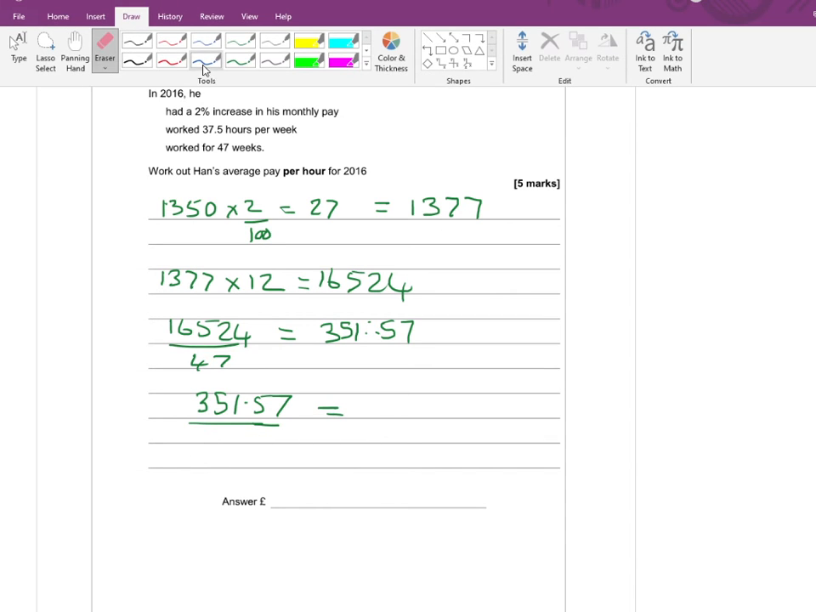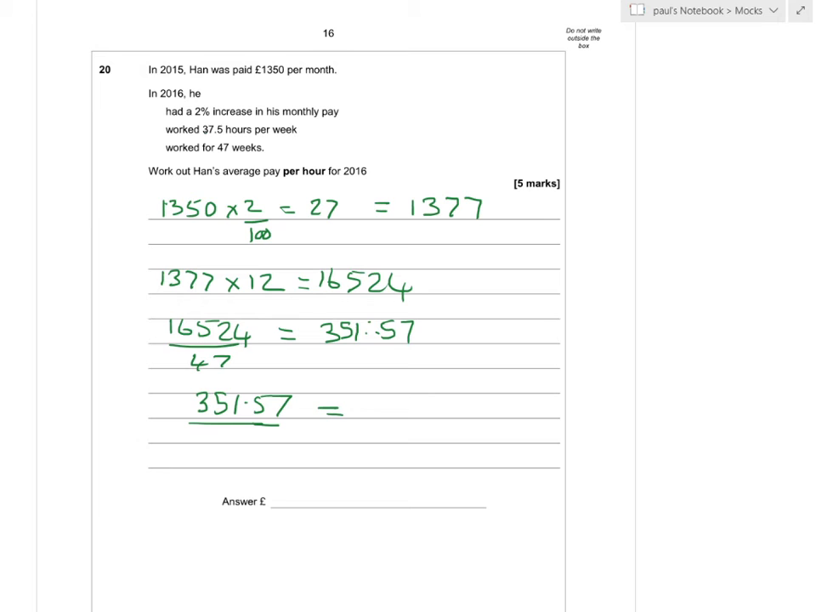You live and learn, don't you? I've got to divide that by 37.5. So I've got 351.57 divided by 37.5. £9.37. Yeah, that's better. £9.38, I'll call it. I'll round it up a little bit, give him an extra penny.